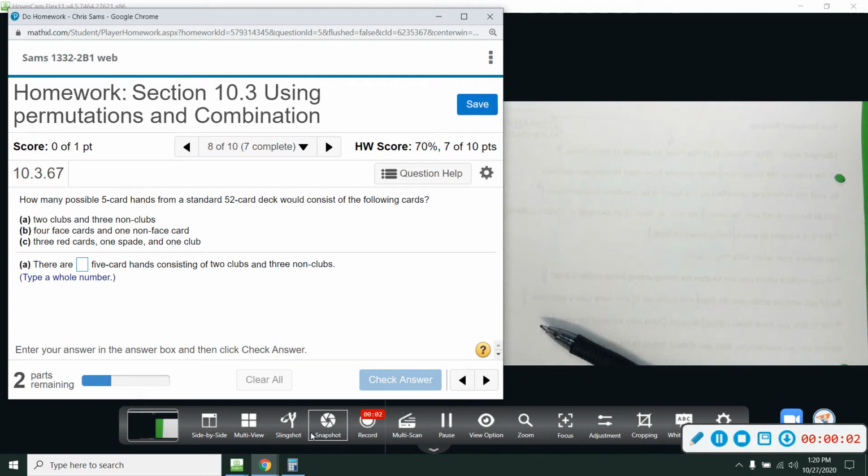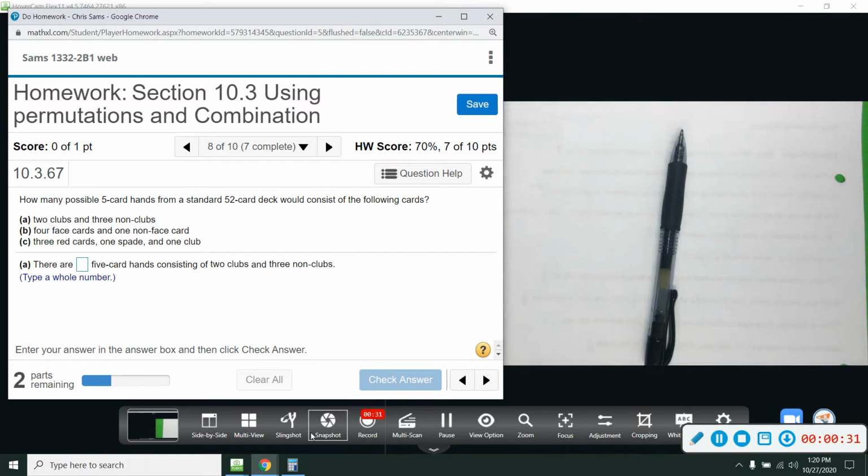Number 8, we want to know how many possible 5-card hands from a standard 52-card deck would consist of the following cards: 2 clubs and 3 non-clubs. So this is also a problem that's going to be yielding itself to the fundamental counting principle in connection with combinations and permutations.